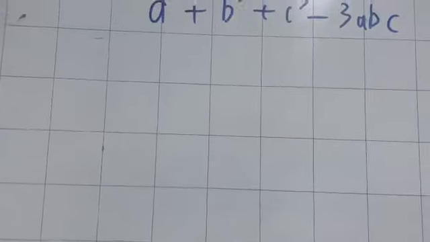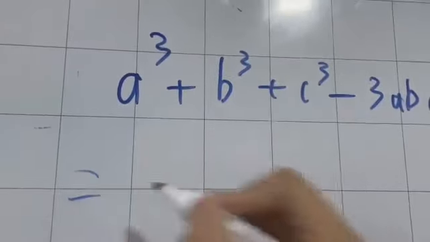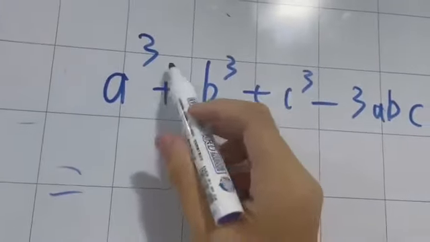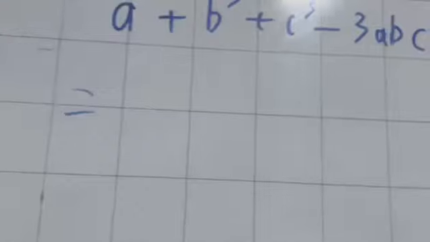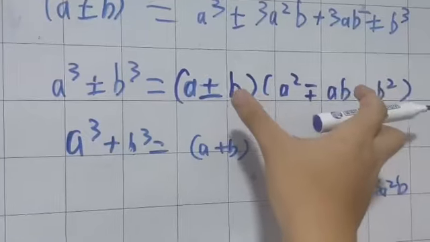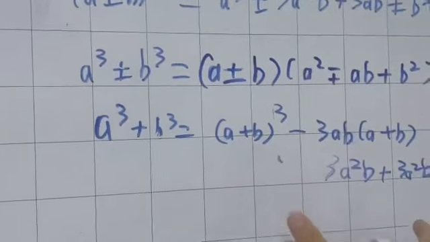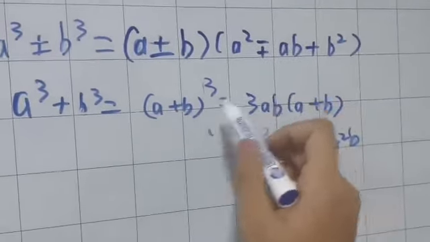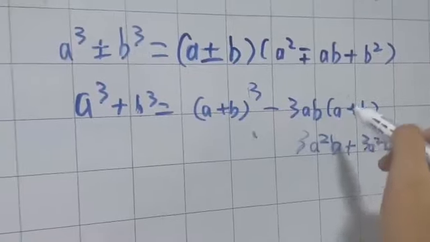Now the way you solve this is that first you see a cubed plus b cubed. There are two ways we can do this. We can either express this as this or express this as this. But in this case, we're going to express it as this, so that we can factorize it better.